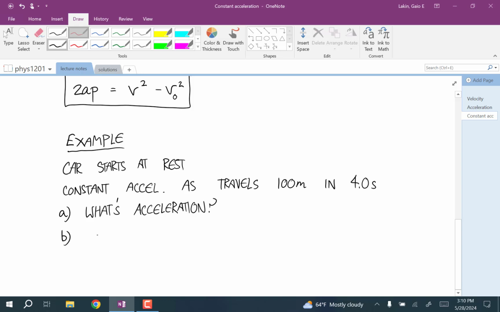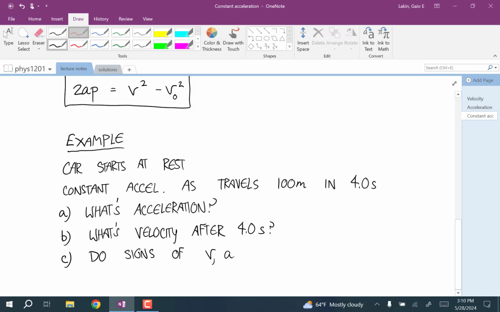Second, what's the car's velocity at the end of these 4 seconds, when it's traveled 100 meters. And third, we're just going to think about, do the signs of the velocity and the acceleration make sense, okay, with what we know about velocity and acceleration.